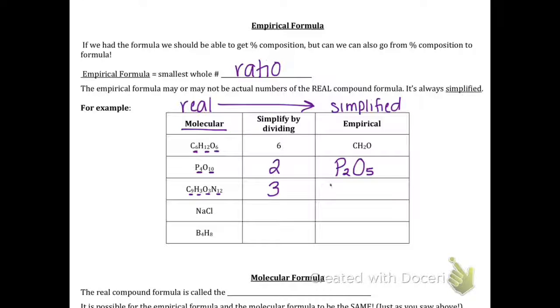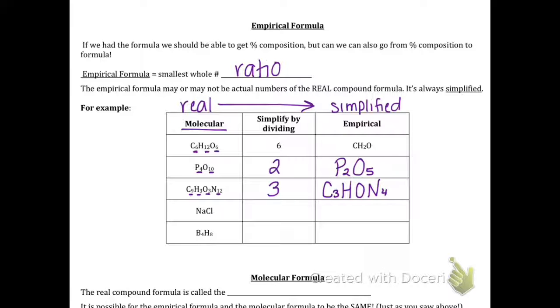So then 9 divided by 3 becomes 3. 3 divided by 3 becomes 1. 3 divided by 3 becomes 1. And 12 divided by 3 becomes 4. That's how you get your simplified empirical formula.